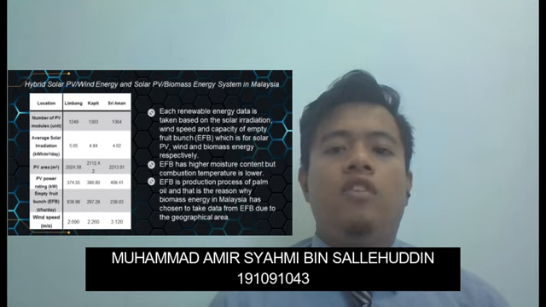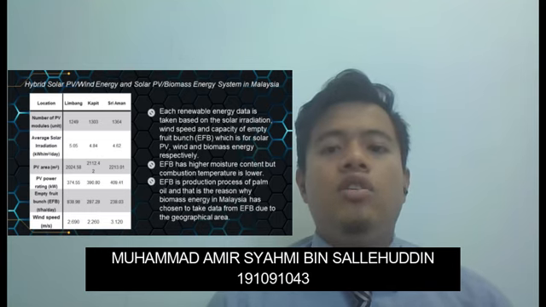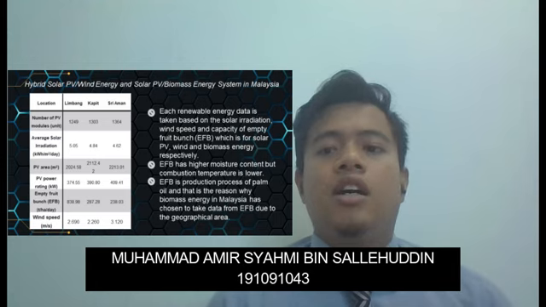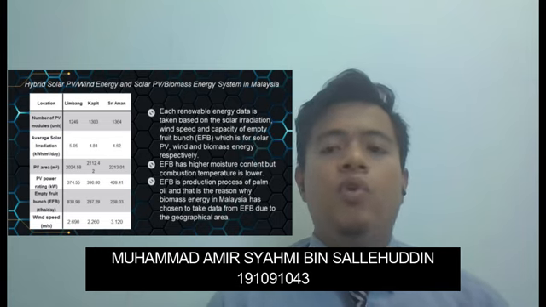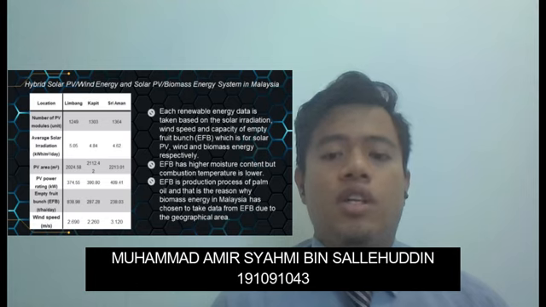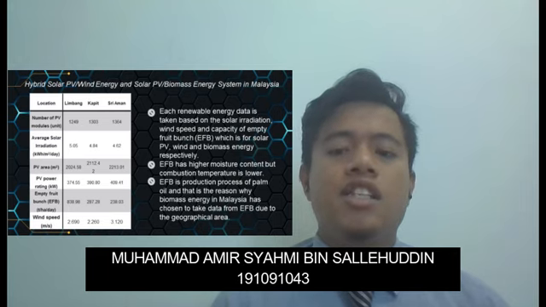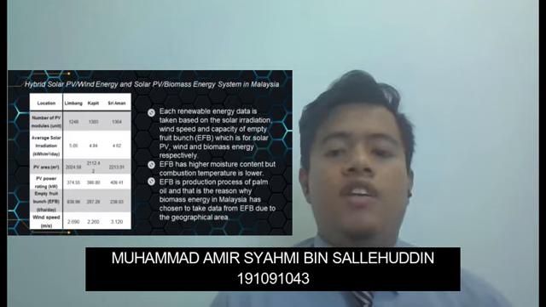We go for the data for the rural areas. So this data is taken based on the solar irradiation, wind speed, and capacity of empty fruit bunch, EFB, which is for solar PV, wind, and biomass respectively. EFB has higher moisture content, but combustion temperature is lower. EFB is from the production process of palm oil, and this is the reason why biomass energy in Malaysia has been chosen to take data from EFB due to the geographical area.